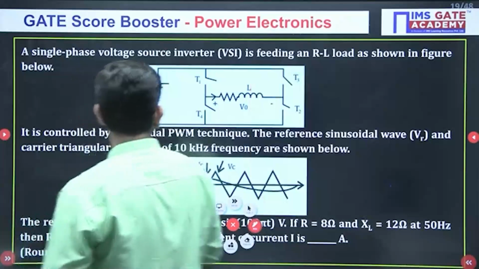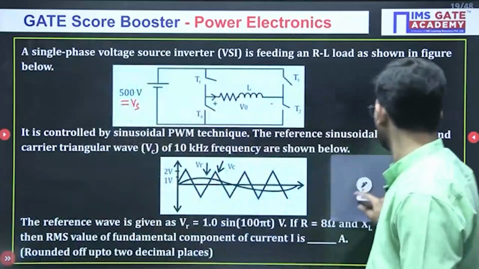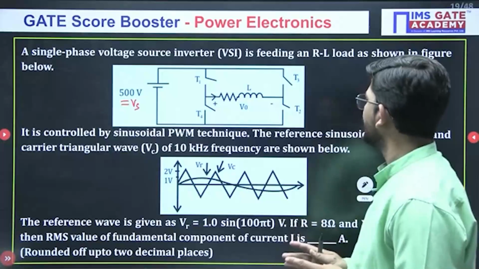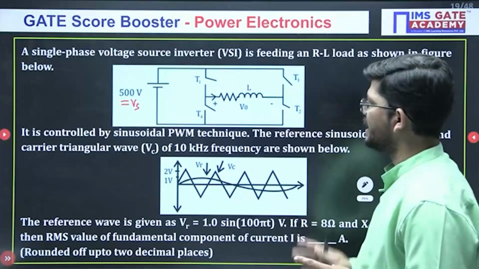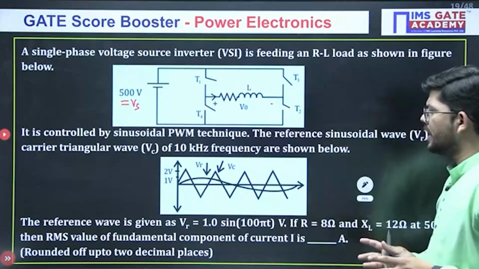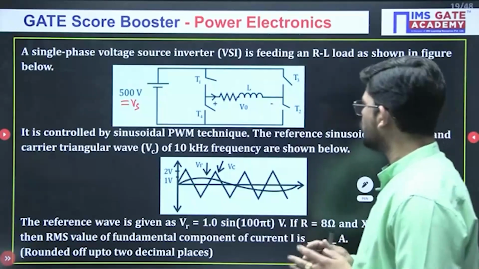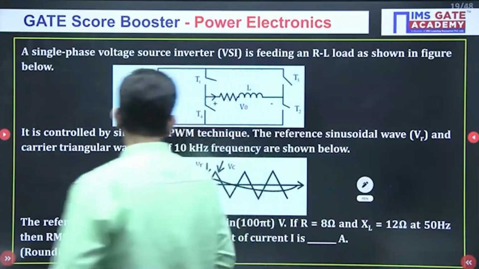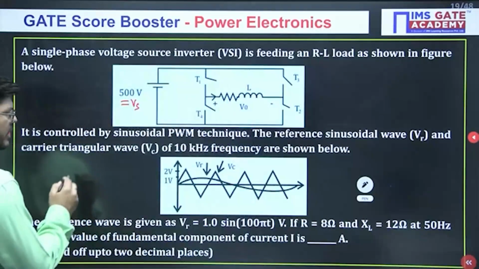So, this is our VS. Now, it is controlled by sinusoidal PWM technique. The reference sinusoidal wave and carrier triangular wave of 10 kilohertz frequency are shown below. So we have the reference voltage and the carrier voltage. Okay. So what is the magnitude of the reference voltage?